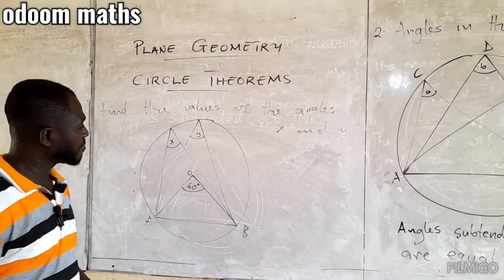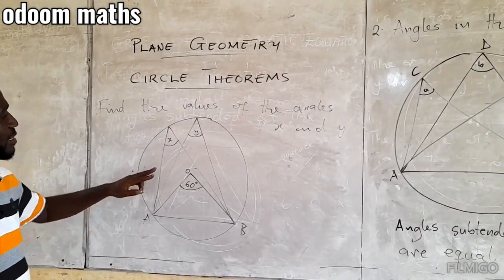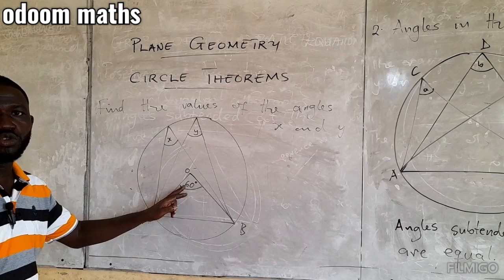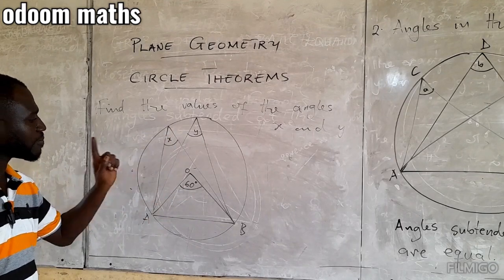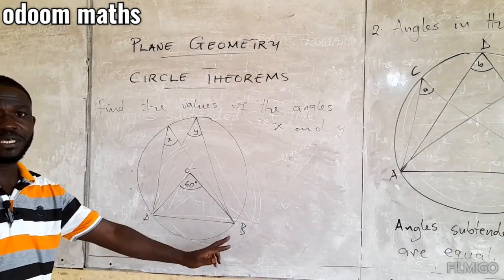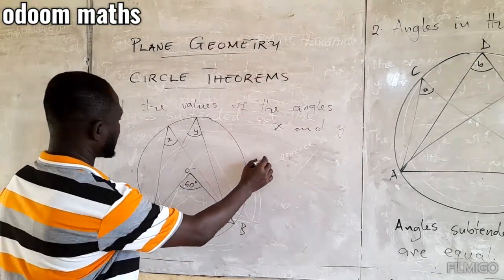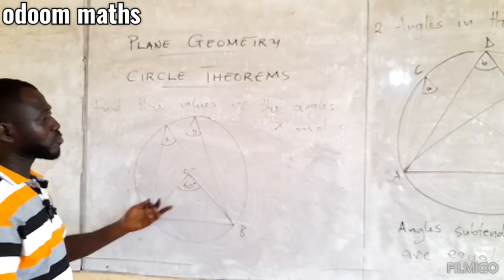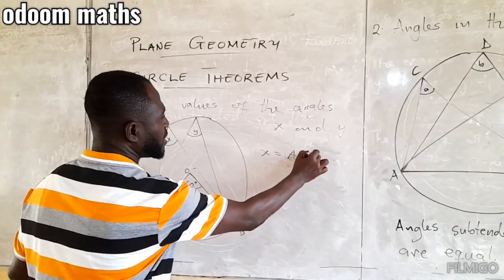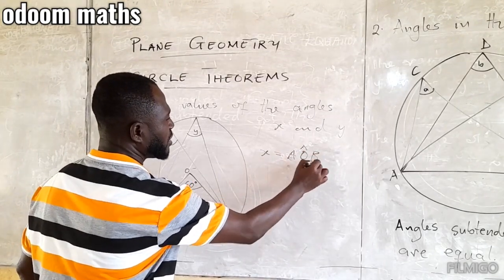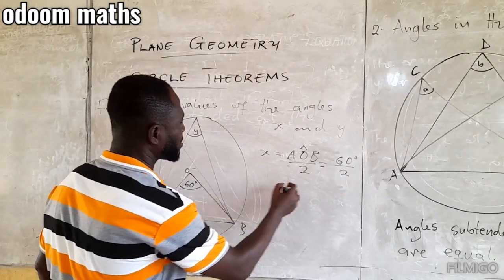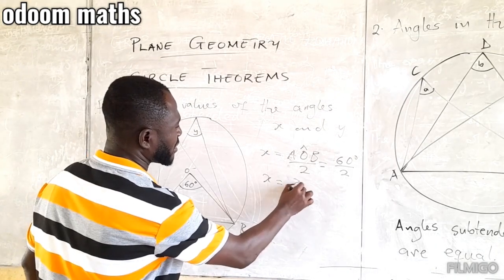Okay, welcome back. Now, we said earlier that the value of these angles can be found by dividing this one into two equal parts, because these angles were subtended by the same chord or the same arc, that is arc AB or chord AB. So to get X, we divide angle AOB into two equal parts. Angle AOB is 60 degrees. So when you divide it into two, X becomes 30 degrees.